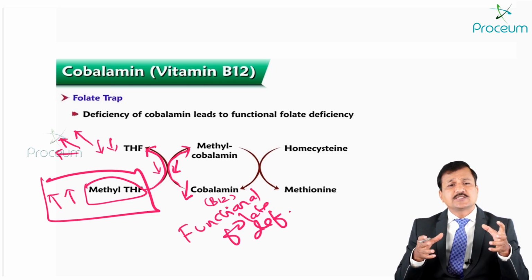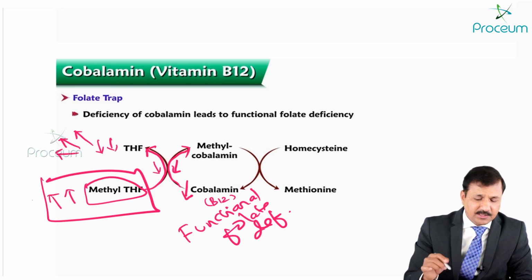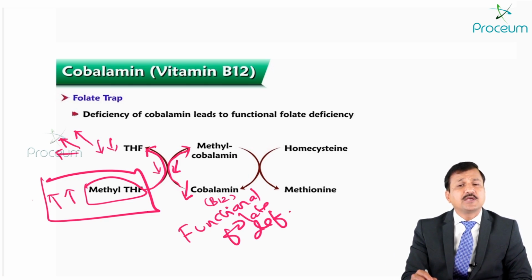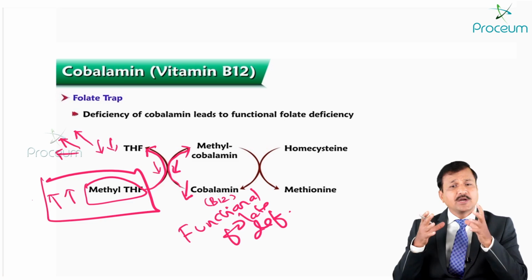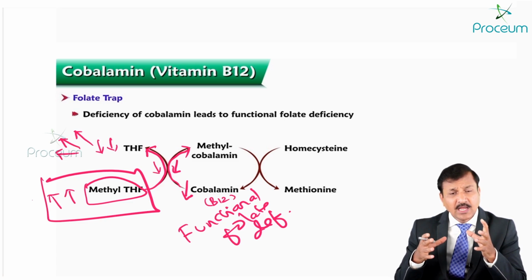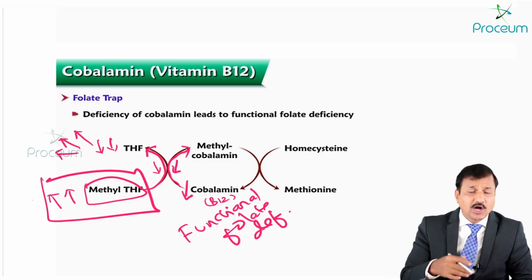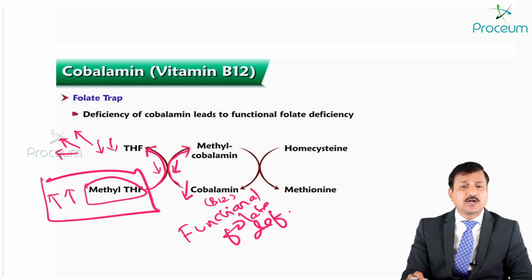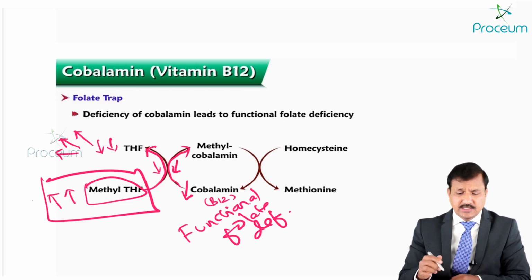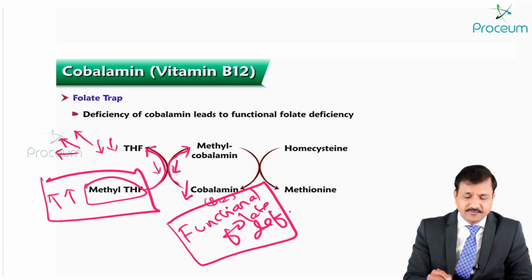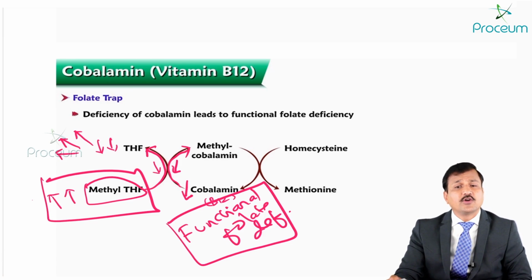So all the folate inside the cell is trapped as N5-methyl tetrahydrofolate, and that means folate is there, but in the form of N5-methyl tetrahydrofolate. So other tetrahydrofolate derivatives are not available, they become deficient. That's why we call this kind of deficiency functional folate deficiency.